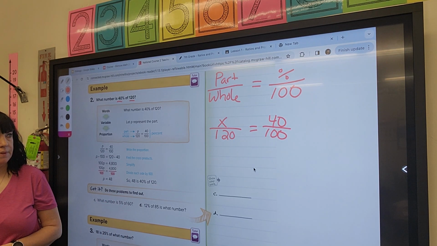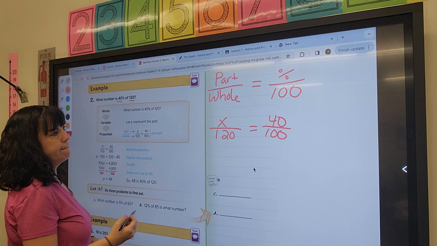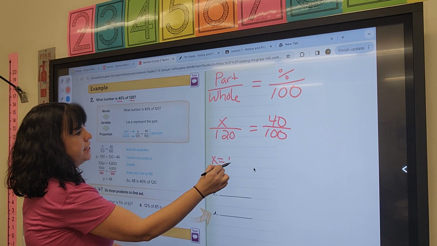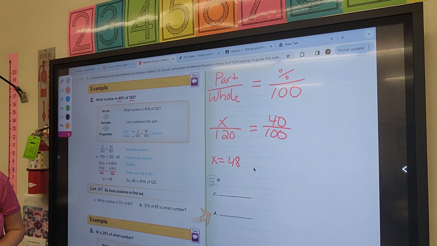So there's our proportion, and you guys know how to solve that. We cross multiply and divide, and we get 48. So X equals 48. 48 is a part of 120. 48 is 40% of 120, so it makes sense.